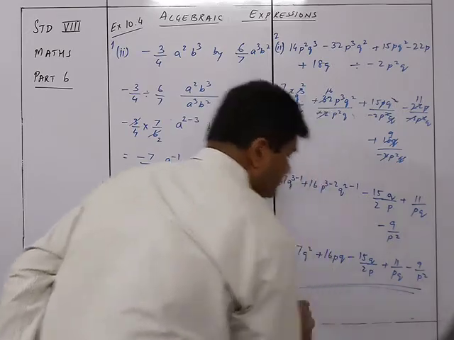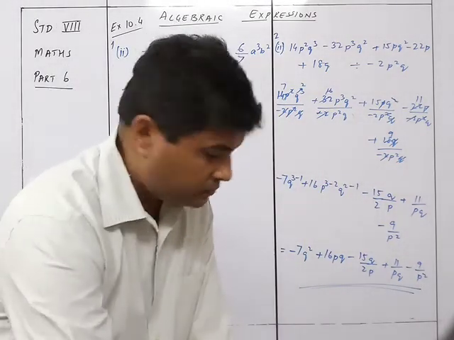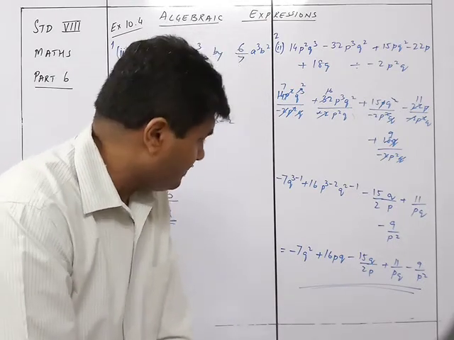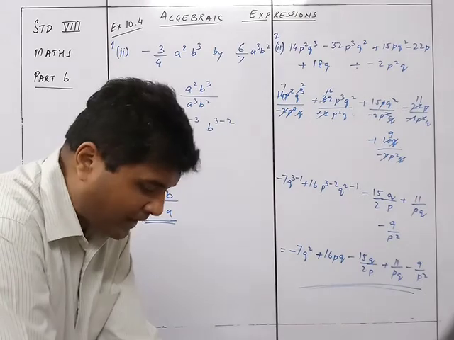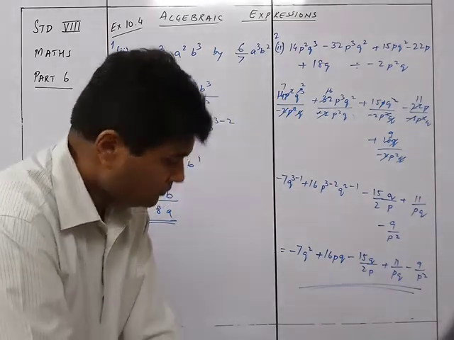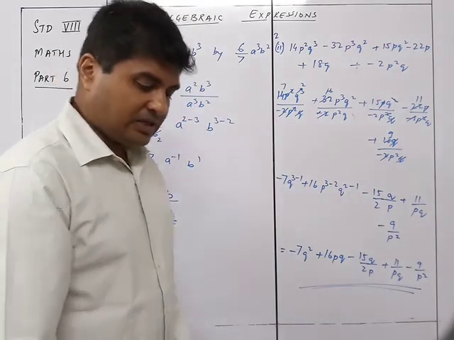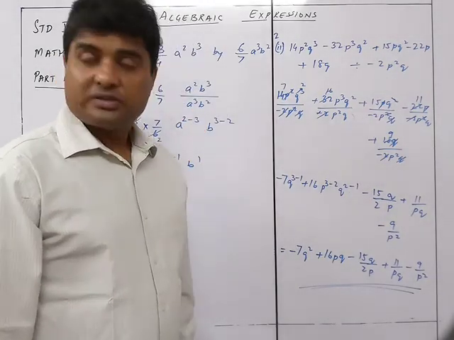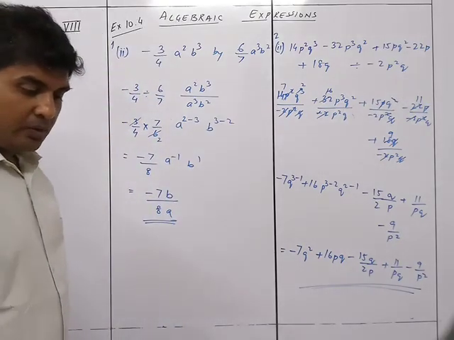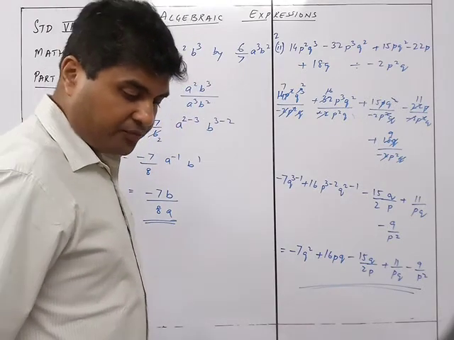Okay, check the answer. Let's see. Answer is minus 7q square plus 16p cube minus 15 upon 2 p upon q, q upon p, 11 upon p cube minus 9 upon p square. Okay, correct answer. That was sum number second. We now move on to sum number third, first.